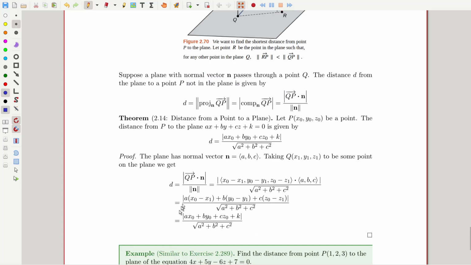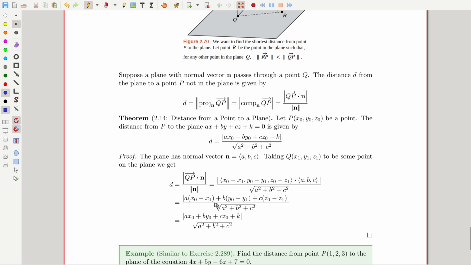So I end up proving it below. The normal vector n we can read off of the general form. It's going to be ABC. Suppose that Q is some other point, x1, y1, z1, that lies on the plane. Well, the vector QP is then going to be this vector, and n is ABC. The magnitude of n is the square root of a squared plus b squared plus c squared. Taking the dot product gives you this.